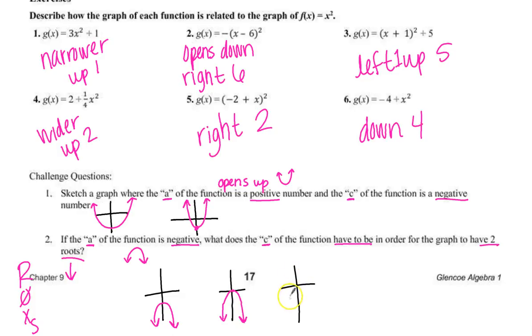So what if it's up here? If I have it up here, do you agree that that's going to be a root and that's going to be a root, right? It's going to cross twice. So what does that mean? Down here, so if we shift it down, it's not going to work. If it stays at 0, it's not going to work. We have to move it up. Okay, so your answer is that c must be a positive number.